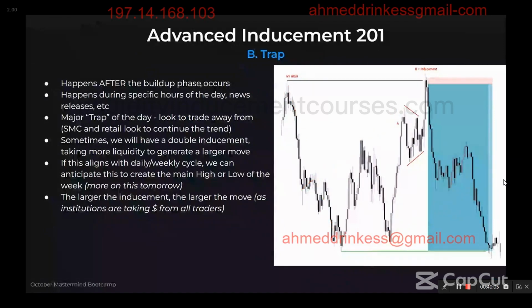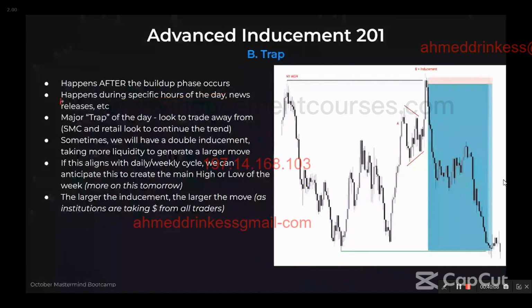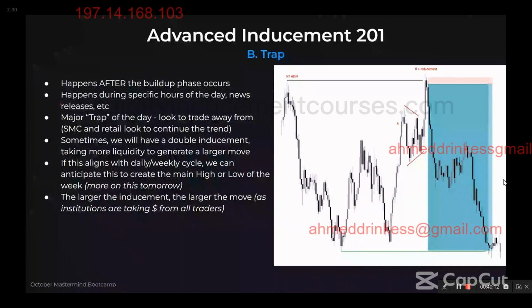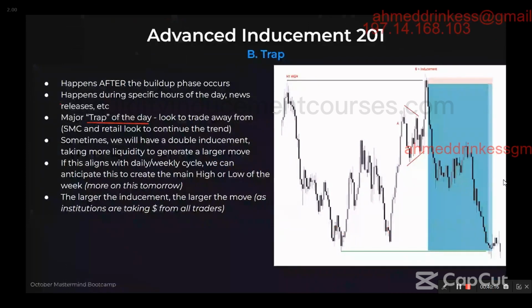So this happens after the buildup phase occurs, and it happens during specific hours of the day for news releases, for session opens, session closes, kill zones. There's a bunch of different times it can take place. On an intraday basis, though, this creates the major trap of the day. So if you've ever heard the term creating the trap of the day or the major or main trap, all it's referring to is the inducement that is getting liquidated.